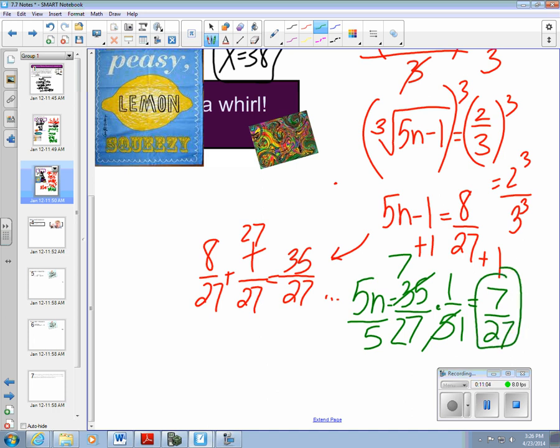So not all answers are going to look super nice and as whole integers. But I think that's where we're going to leave off.